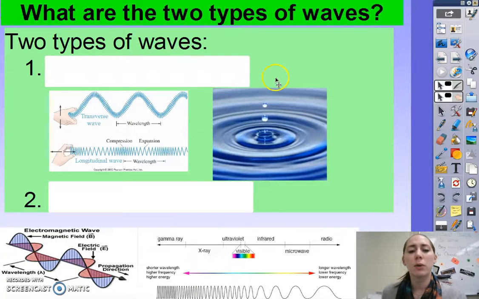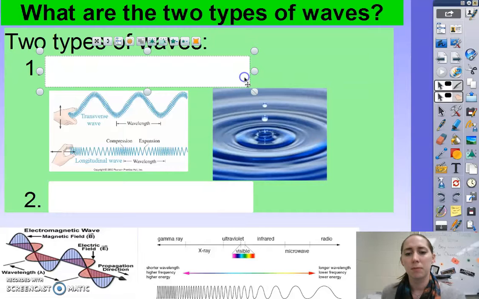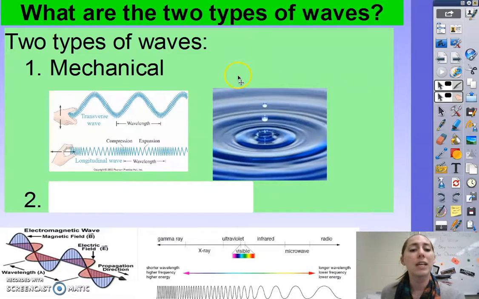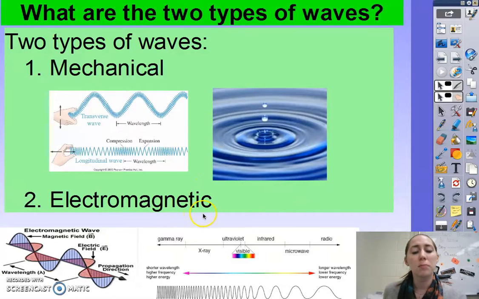So, what are the two types of waves? When we talk about waves, we talk about two main types. The one we'll be looking at in this video and for the next week or so are mechanical waves. The other type are electromagnetic waves. We'll be looking at these later on. So first off, we're going to focus on these mechanical waves. There's a couple things you need to know about them.